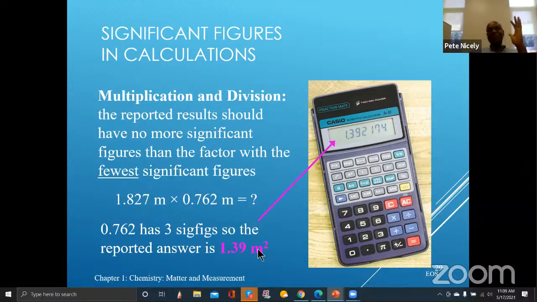And please note the units. The unit is meters squared because when you're multiplying these two numbers, you're multiplying meters by meters. So the final answer in terms of the units will be meters squared. That's basically how you do rounding off when it comes to multiplication and division. It's the same idea when it comes to division. If you were to divide this by this, then your final answer would have to be rounded off to 3 significant figures as well.